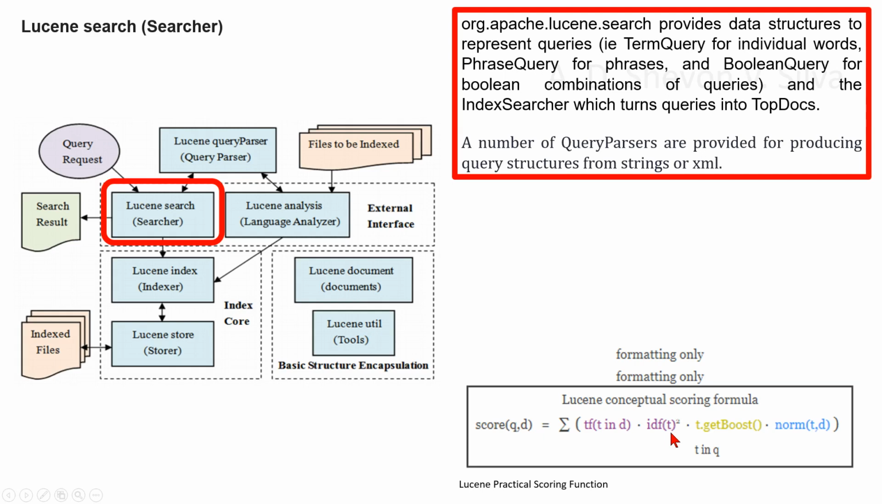The default computation for IDF T in classic similarity is IDF T equals 1 plus log of doc count plus 1 divided by doc freq plus 1.